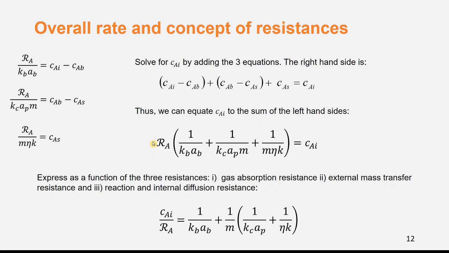So if we divide both sides by capital RA, we will get this equation here. Okay, so this is very useful and we'll come back to it. But first, we need to know what the value of CAI is.